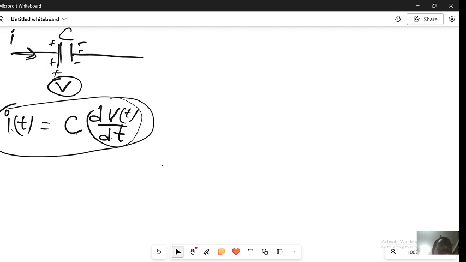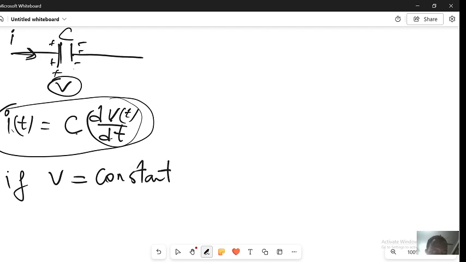Now let's analyze what this formula says. If V is constant, that means i is going to be 0. Why? Because the derivative of a constant is 0. C multiplied by 0 gives i equal to 0. And we saw in the first video that when i is 0, when there is no current, it is an open circuit. Why? Because the current will be 0.